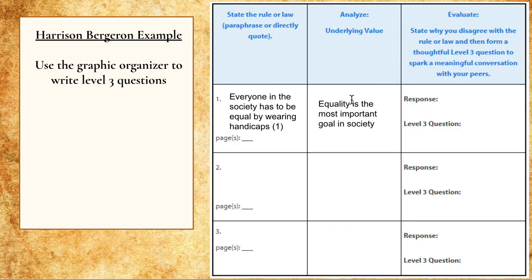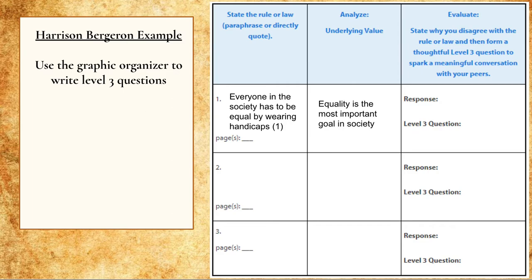So we're going to break it down and talk about why. So equality is the most important goal in society. This is the underlying value. The reason this is a rule is because to this society, equality is the most important thing. So when we're talking underlying value, think about what is the reason for the rule existing. If this is a rule, equality must be important to the society.